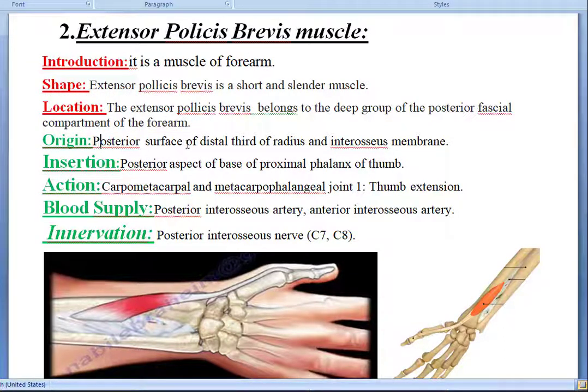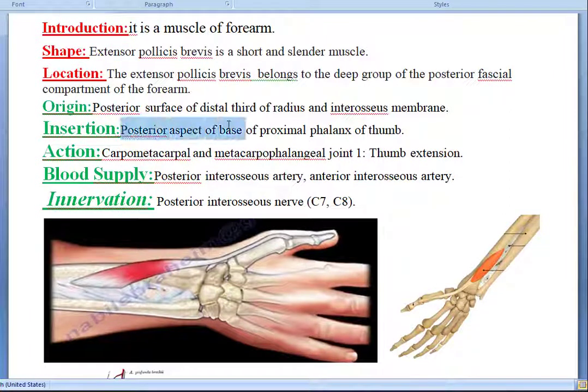Its origin is from the posterior surface of the distal third of the radius and the interosseous membrane. You can see here the lower distal third of the radius bone and interosseous membrane. Its insertion is in the posterior aspect of the base of the proximal phalanx of the thumb. This is the proximal phalanx of the thumb. You can see it also in this image. So it inserts there.